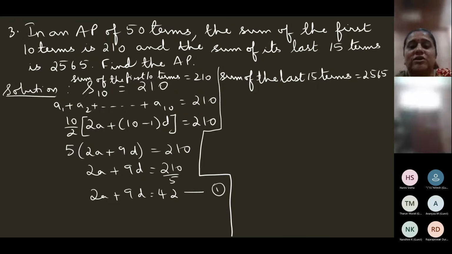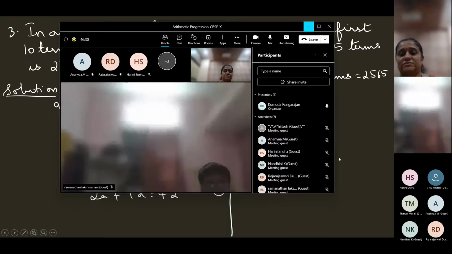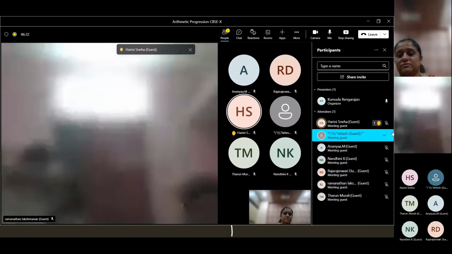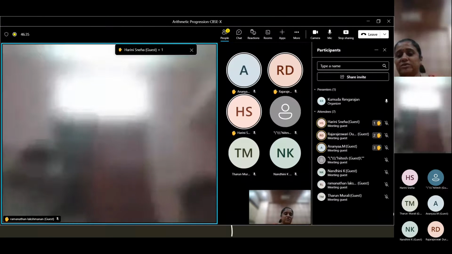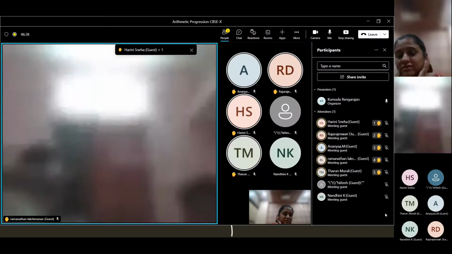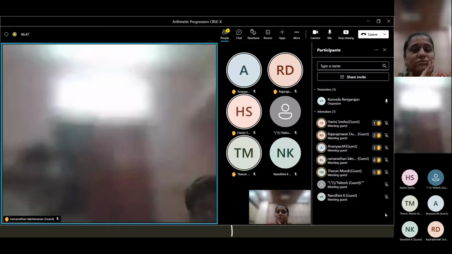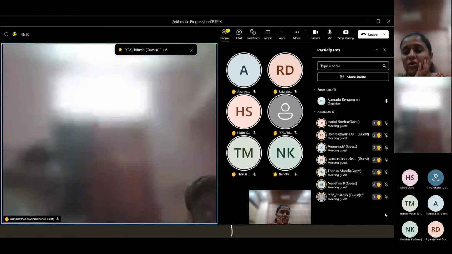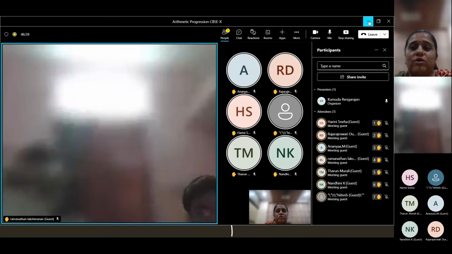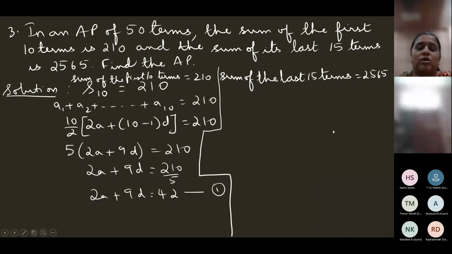Yeah, others, share your thoughts. A35. Raise your hand now if you say A35. Harini, Sneha, Rajeshwari, Ananya, Ramnathan, Tarun. Hitesh and Nandini, you don't agree? Oh, all of you agree. But I don't agree. So think. I don't agree. All of you have the same answer, so all of you are wrong.